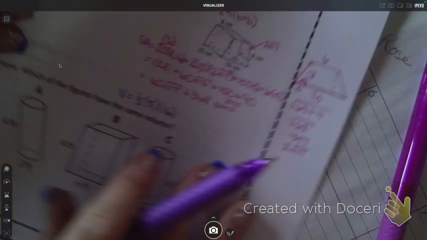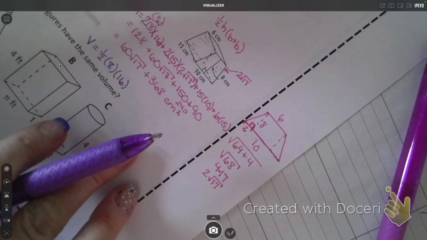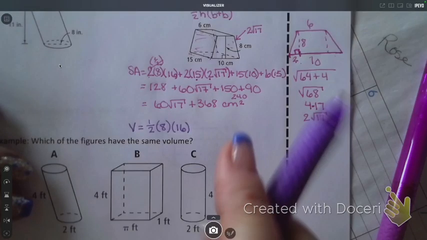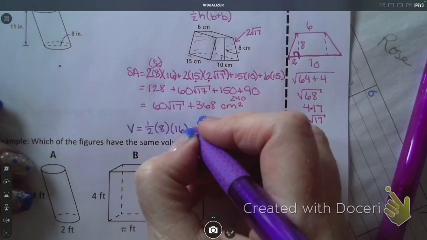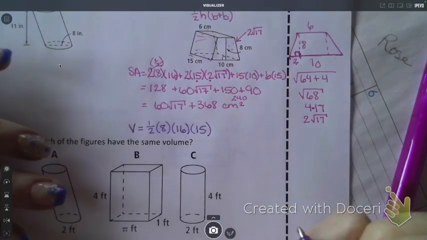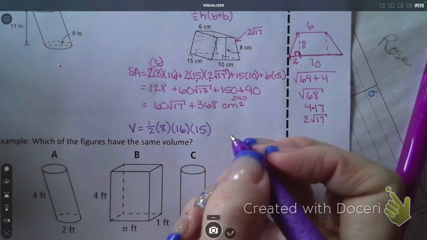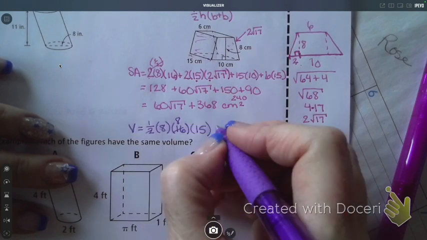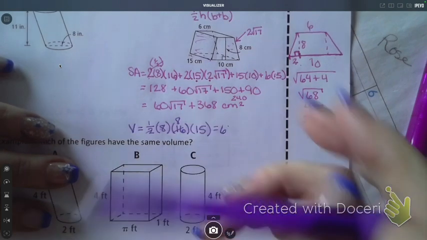Picture standing this thing up on its end like this. So it's 15. What do you want to take half of? 16. So now I get 64 times 15. Right?